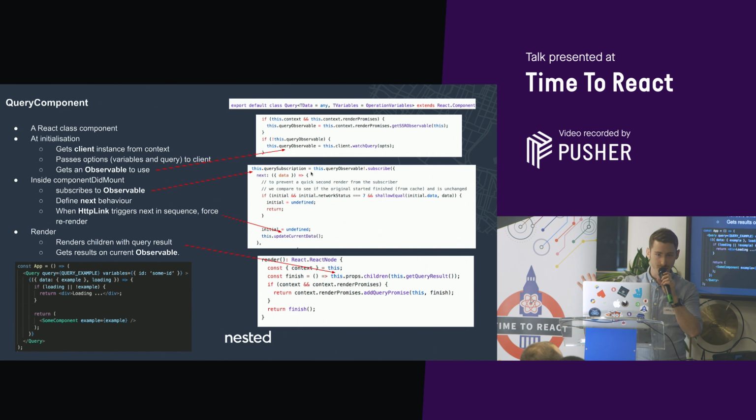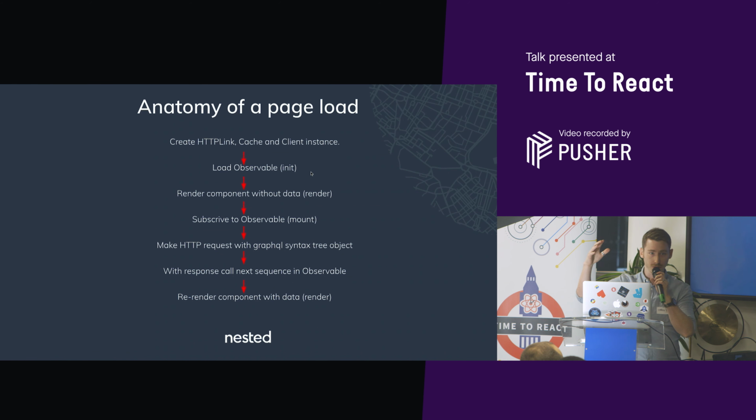So I know that's quite a lot to take in. So here's quite a high level view of what's going on. We've created our HTTP link, our cache, and our client instance. At the initialization point, we've loaded the observable. At the first render, we're rendering without any data yet. At the mount point, we now subscribe to the observable. At this point, we make our fetch HTTP call with our GraphQL syntax tree object, which has already been processed. Within the response, we call the next sequence in the observable, which then goes back to the query component and then forces a final re-render of the component with data.